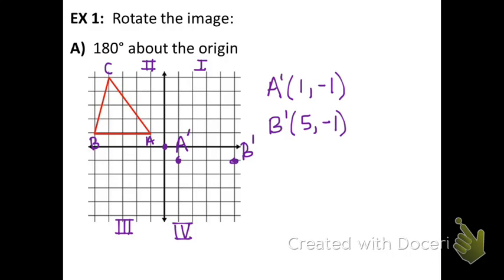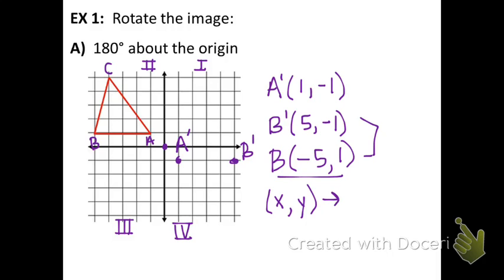And then I stopped for a second and I said, hey class, let's look at what B was. B is back 5, up 1. Let's look at these two ordered pairs and see, can you figure out a rule for this? If I start out with an ordered pair x, y, like you did in B, what would it take to get to your B prime? It looks like you would switch the sign on x and switch the sign on y.